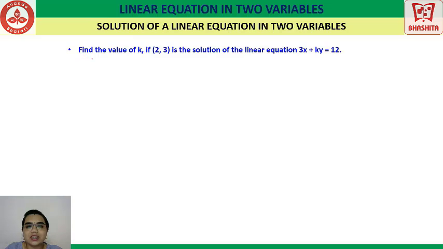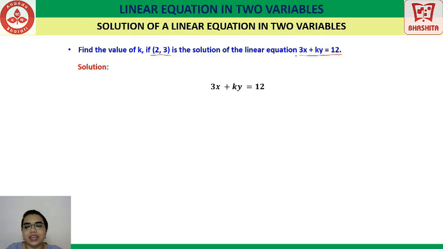Right. Now the question is, find the value of k if 2 comma 3 is the solution of the linear equation 3x plus ky is equal to 12. So this is our linear equation, 3x plus ky equal to 12. 2 comma 3 is the solution. We need to find the value of k. Now tell me, how can we do that? When we say solution, it means that it satisfies this particular equation. Am I right? Yes. So what can we do? We can substitute this ordered pair 2 comma 3 into this equation.